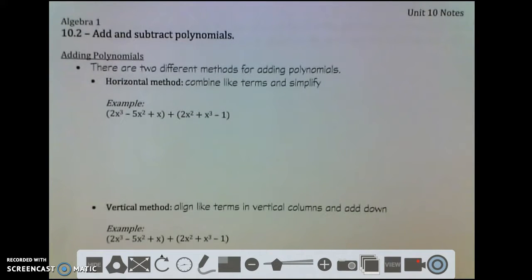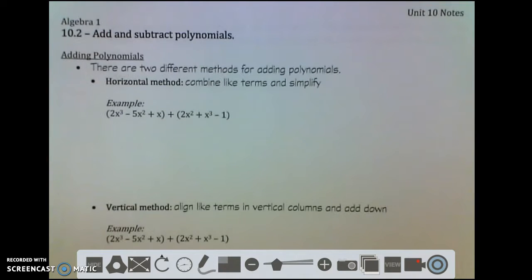All right, Unit 10 notes, 10.2, add and subtract polynomials. When we talk about adding polynomials, there are two different methods that we can use, the horizontal method and the vertical method. Now the horizontal method is probably the one you're most familiar with, and it just involves combining our like terms and simplifying.